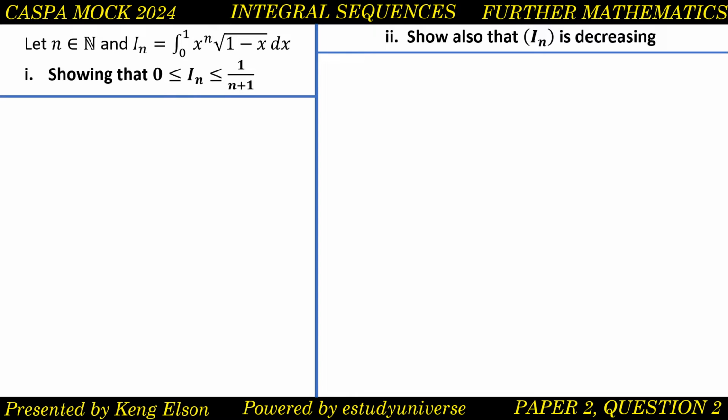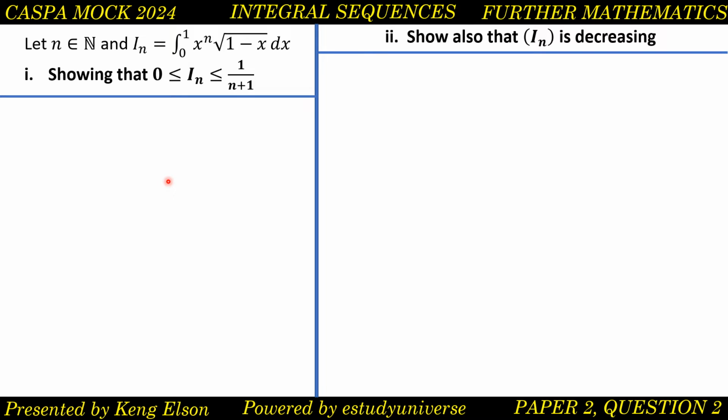Alright, so let's begin with the first question, Roman 1. It reads: show that 0 is less than or equal to I_n, less than or equal to 1 divided by n plus 1. We have been given that n is a natural number and the sequence, or the integral, I_n is equal to the integral from 0 to 1 of x to the n times the square root of 1 minus x dx.